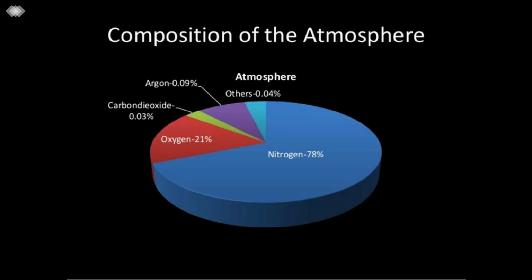So my dear children, in the previous slide, you have understood the meaning of atmosphere with some examples. Now, in this slide, you will be learning about the composition of the atmosphere. The atmosphere is the blanket of air, which is a mixture of several gases.